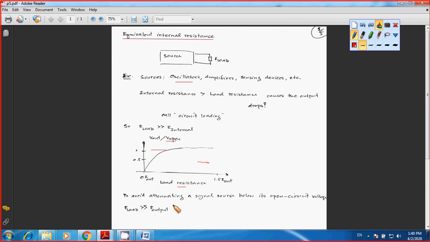So to avoid loading the signal source, the open circuit voltage requires R load much greater than our internal or the source resistance, source resistor. Okay, so I will explain more details later on.